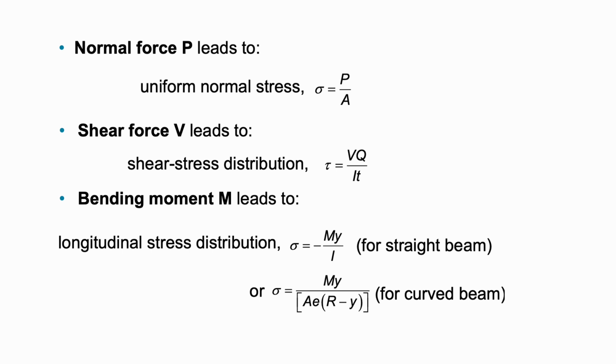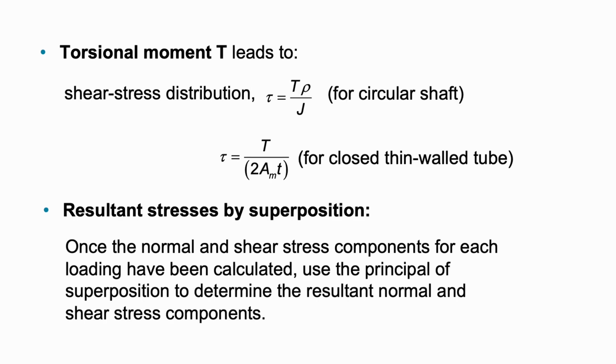For a straight beam, we will have sigma is equal to minus M times y over I, where I is the moment of inertia and y will be the distance from the centroid. Or for a curved beam, sigma is equal to M times y, divided by area times eccentricity times r minus y. So this is for a curved beam. Torsional moment T leads to shear stress distribution, where for a circular shaft tau is T times rho, divided by J.